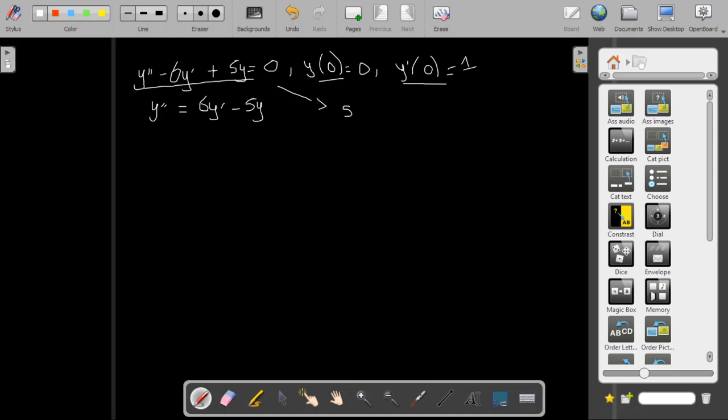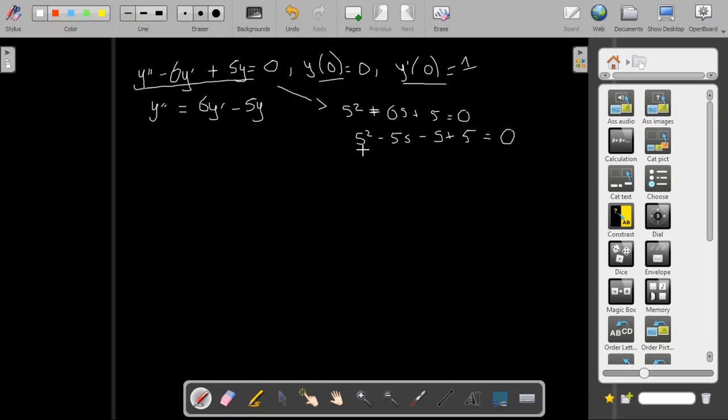So this equation is going to give me s square minus 6s plus 5 is equal to 0. This is minus, not plus. So I can solve it by factorizing it: s square minus 5s minus s plus 5 is equal to 0.